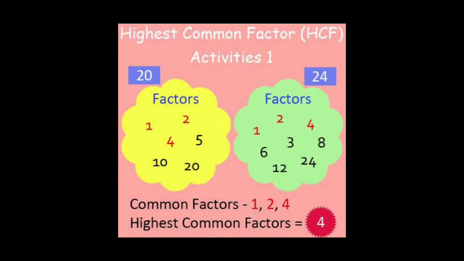Below that, common factors equal to 1, 2, 4. So, highest common factor. No need to write highest common factors. Just write highest common factor equal to 4.